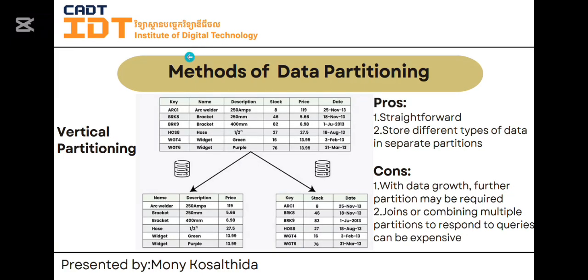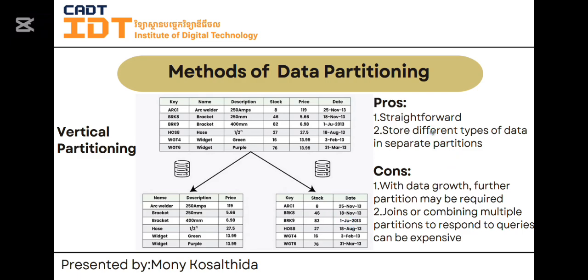The second method is vertical partitioning. It splits a table by columns instead of rows, and different attributes of the same entity are stored in separate partitions. For example, product details like name, description, and price are separated from stock information.